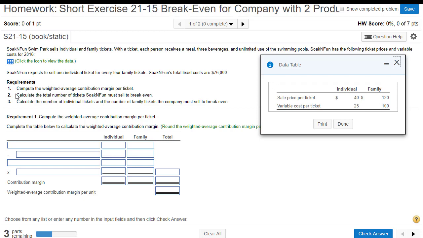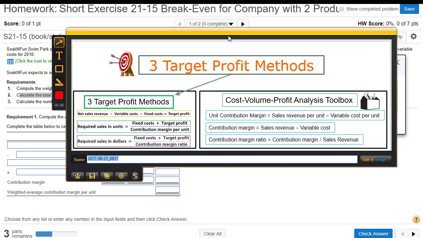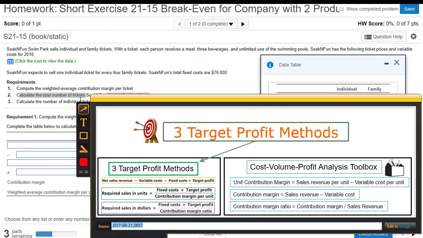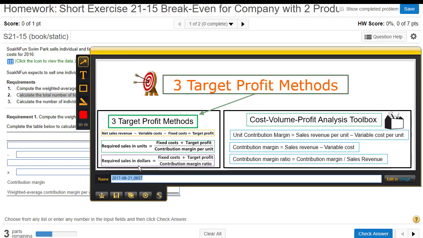So our goal is to calculate the total number of tickets Soak and Fun must sell to break even. In other words, we're doing our normal break even. And since it's asking for the total number of tickets, we would normally use the required sales in units formula, which is fixed cost plus target profit divided by contribution margin per unit. The only difference is, since this company has multiple products, the contribution margin per unit is going to be the weighted average contribution margin per unit.